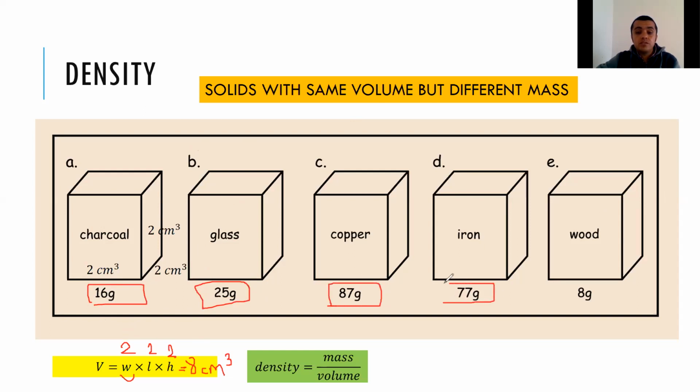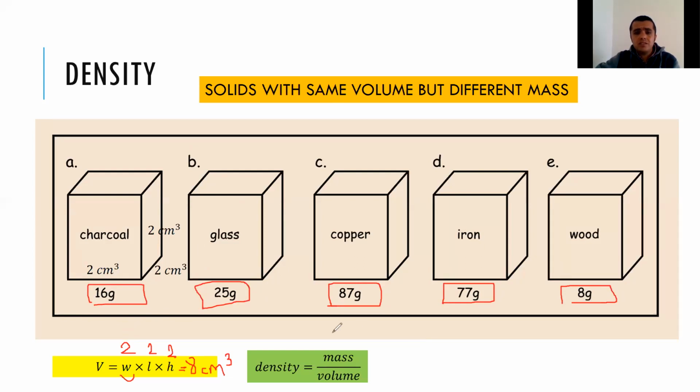Iron, pure iron, 77 grams. And wood is going to be 8 grams. So what do I need to do before I talk about the density of each? I just like to show you that. If I have the same volume, which one has higher mass? And then that one has the highest density.